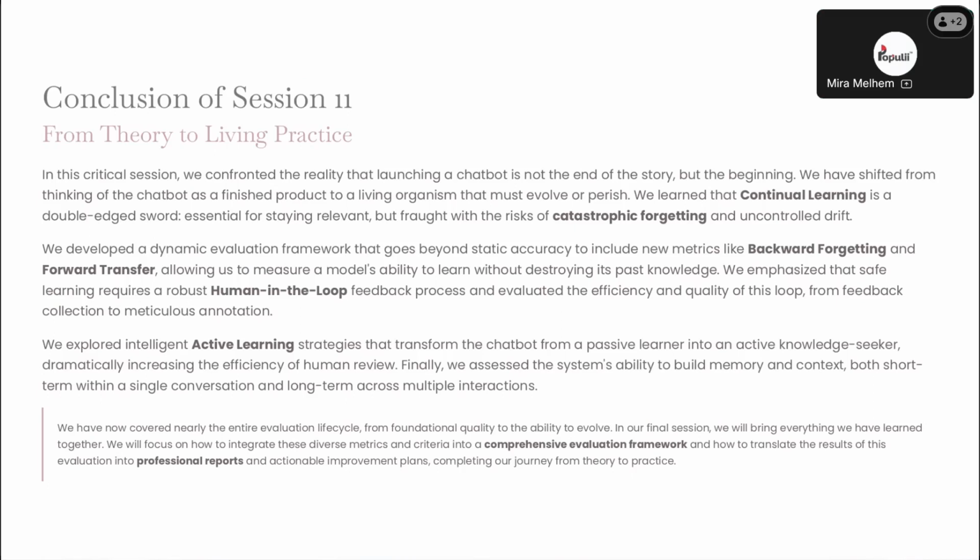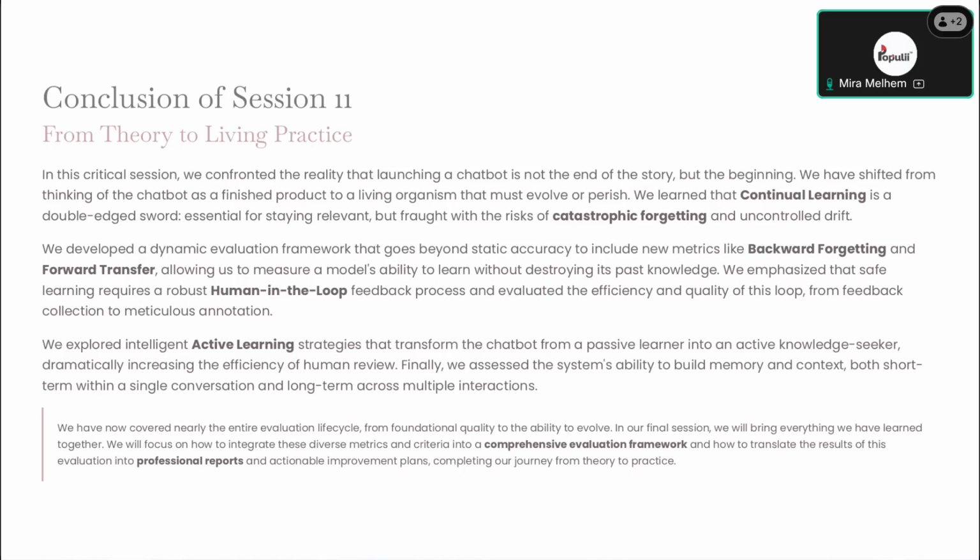So to address this, we introduced a dynamic evaluation framework that looks beyond one-time accuracy and also incorporates metrics such as backward forgetting and forward transfer. So these measures help us understand not only whether the model learns, but whether it learns responsibly. And then we moved to the human side of the loop. Safe learning depends highly on humans when collecting feedback, curating it, and also annotating it with clarity and consistency. We evaluated the effectiveness of these processes, from the design of feedback mechanisms to the reliability of human annotations.